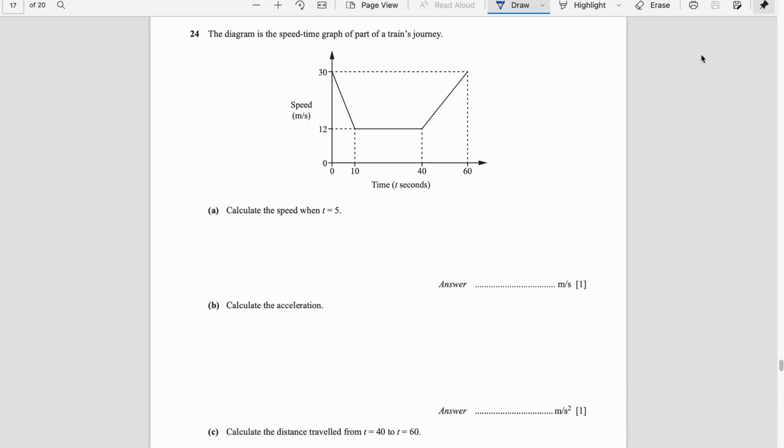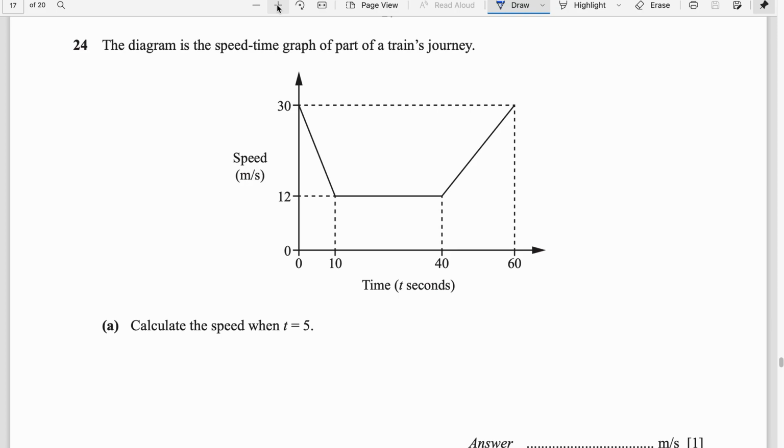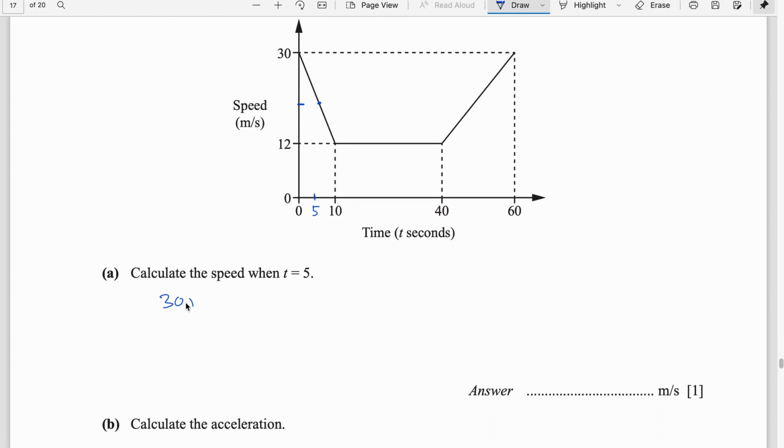Question number 24. The diagram is a speed time graph of part of a train's journey. Calculate the speed when t is equal to 5. So there's one way you can do it using gradient. The other way is it is already exactly the midpoint. So it should be the midpoint of 30 and 12 also. So (30 + 12) by 2 is 42 by 2, 21.